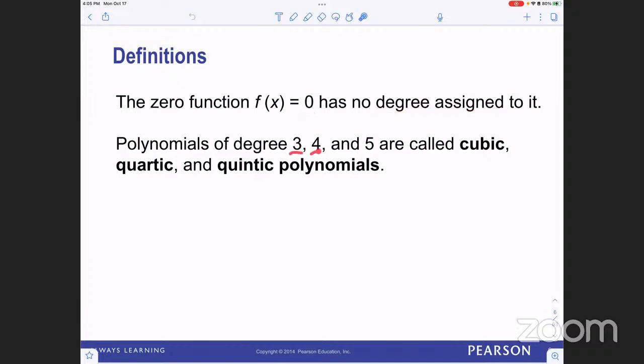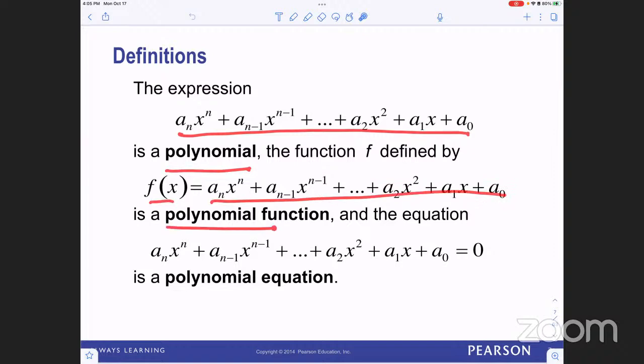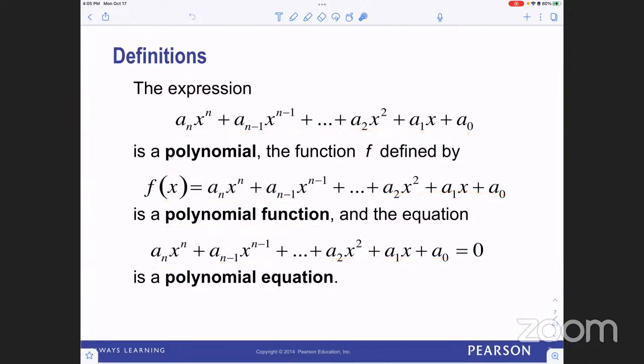Polynomials of degree 3, 4, and 5 are called cubic, quartic, and quintic respectively. The expression, a finite sum of monomials, we call a polynomial. The function f defined by f of x equal to that polynomial is a polynomial function. And the equation where we have that polynomial equal to 0 is a polynomial equation. So there are 3 different ways that we'll come across polynomials in our discussion.